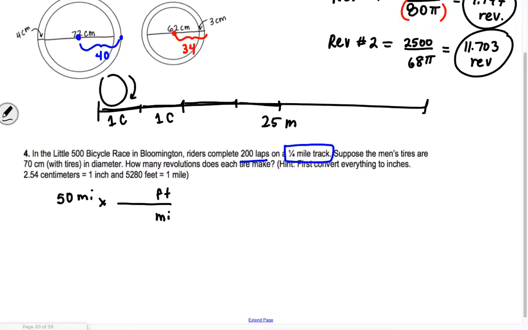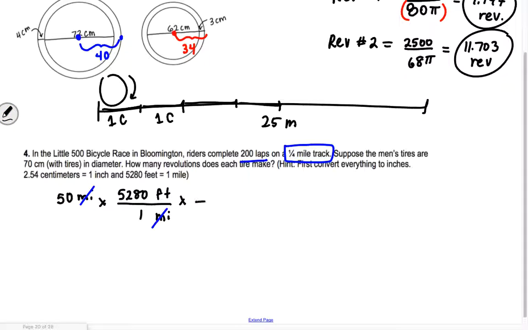So I gave you a conversion. I said there's 5280 feet in 1 mile. So when we do that, the miles go away. So right now we have 50 times 5280. So we're like, oh, in those 50 miles, there's really 264,000 feet. But I want to go further. I want to go to inches. So I have to go one more time.